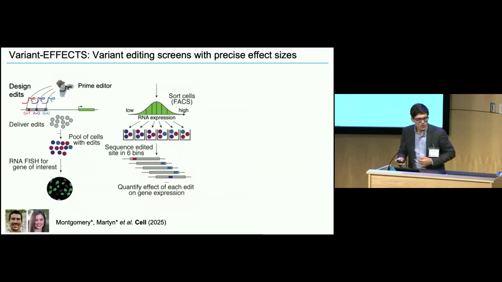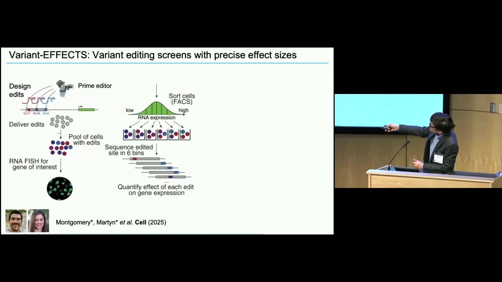So Mike teamed up with a postdoc in the lab, Gabby Martin, to develop a method that we call variant effects. And the idea is that what variant effects enables is to introduce hundreds of edits into a particular enhancer or promoter sequence, and quantitatively and precisely measure the effect of each of those edits on gene expression, even in cases where editing is inefficient. So the way this works is that we'll design a library of pegRNAs that will recruit the prime editor to a particular enhancer or promoter, introduce many different edits, create a population of cells, including heterozygous and homozygous edits of each of these different sequences.